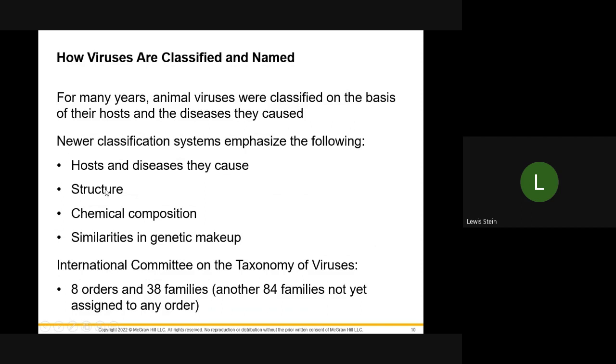Host and disease, structure, chemical composition, similarities. So there's a lot of taxonomy. Thankfully, you won't have to know it. So if I say enteroviruses, there's a couple of members you have to know. If I say rhino, which means nose virus, basically it's a common cold. So there's some major ones, and we'll have a list of all of these and the members that you'll have to know, whatever the representative examples.